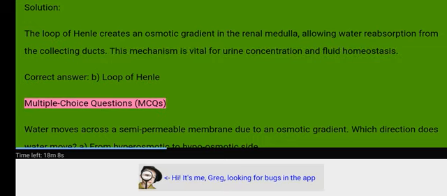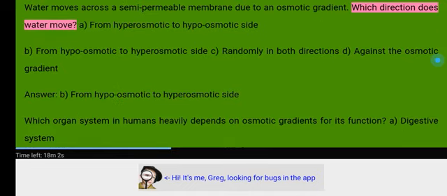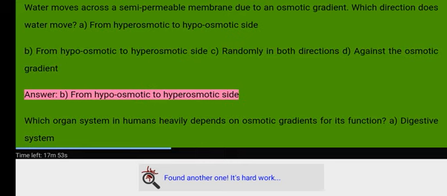Multiple choice questions, MCQs. Water moves across a semi-permeable membrane due to an osmotic gradient. Which direction does water move? A. From hyperosmotic to hypoosmotic side. B. From hypoosmotic to hyperosmotic side. C. Randomly in both directions. D. Against the osmotic gradient. Answer, B. From hypoosmotic to hyperosmotic side.